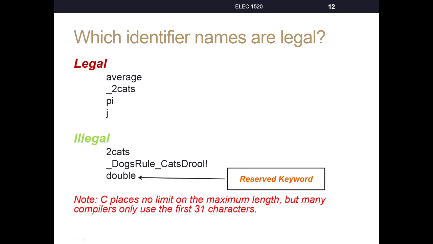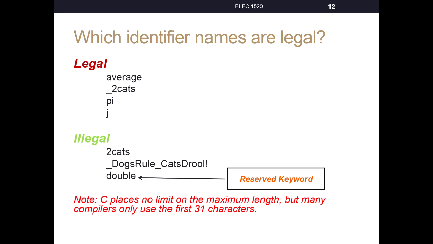Right, let's look at this one. Underscore, dogs rule, underscore, cats rule, exclamation mark. The exclamation mark in this one makes it illegal because the only special character that we can have is the underscore. And finally, the last one, double. Well, we haven't seen double yet, but double is a reserved word of the language. We can't use that as an identifier name.